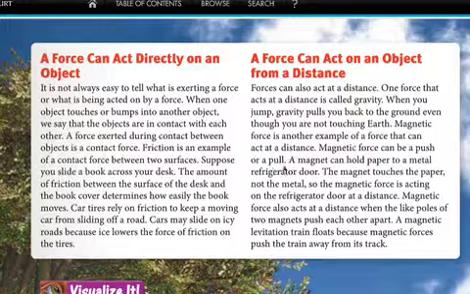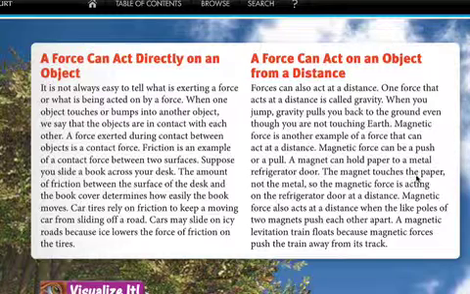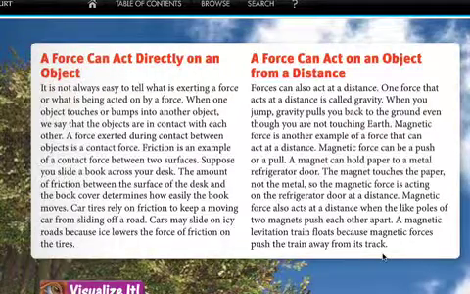A magnet can hold paper to a metal refrigerator door. The magnet touches the paper, not the metal. So the magnetic force is acting on the refrigerator door at a distance. Magnetic force also acts at a distance when the like poles of two magnets push each other apart. A magnet levitation train floats because magnetic forces push the train away from its track.